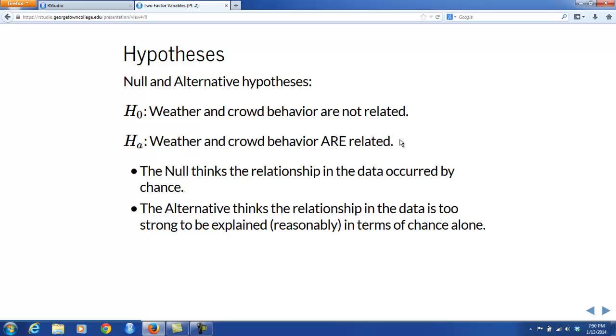Now, the null thinks that the relationship we saw in the data occurred just by chance variation in all of those other factors that influence crowd behavior, but not weather. The alternative thinks that the relationship in the data is too strong to be explained just in terms of chance variation in those other factors, that weather has to have something to do with it.